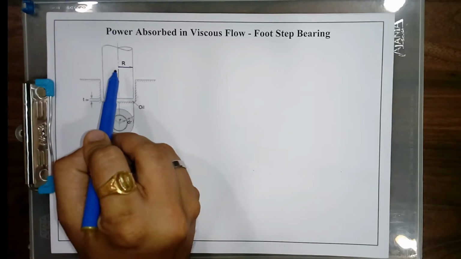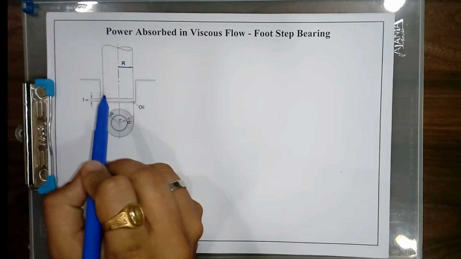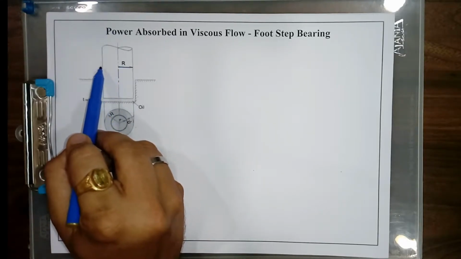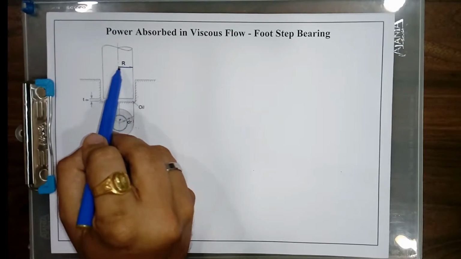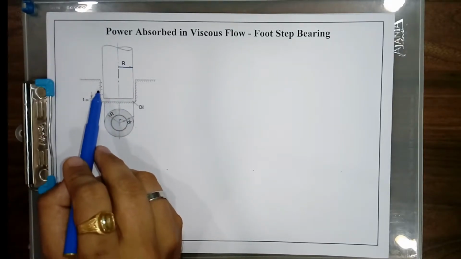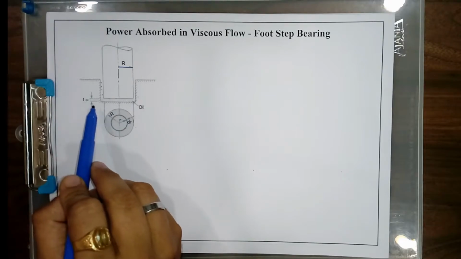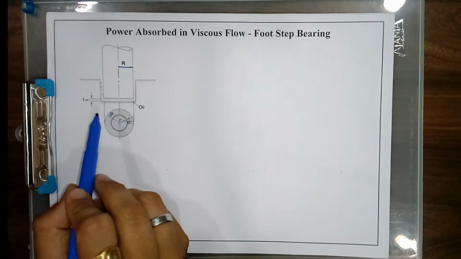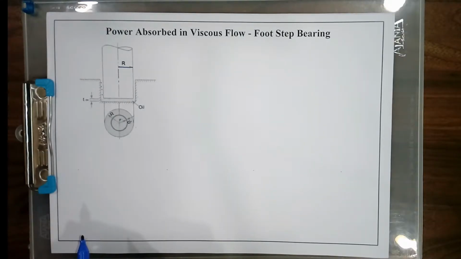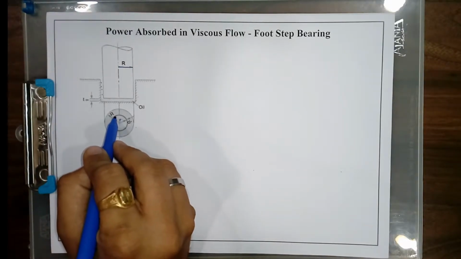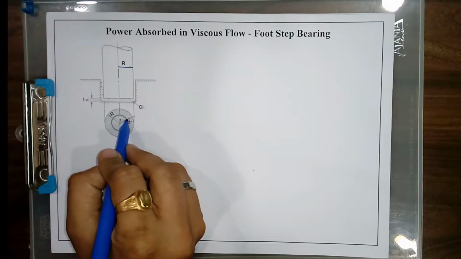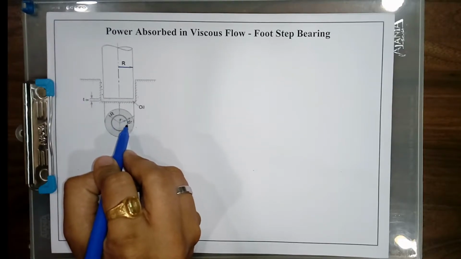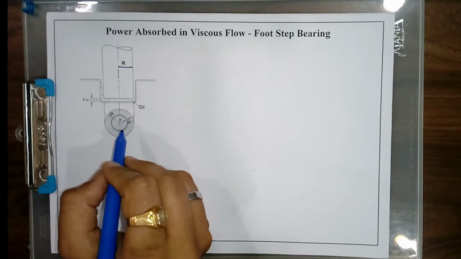So here we have one shaft and the bearing. The shaft has a diameter of D and radius R. We apply an oil film having a thickness of t which separates the surfaces of shaft and bearing. Now students, to calculate the viscous resistance in the footstep bearing, let us consider one elementary ring having a radius of r and the width of this elementary ring is dr.